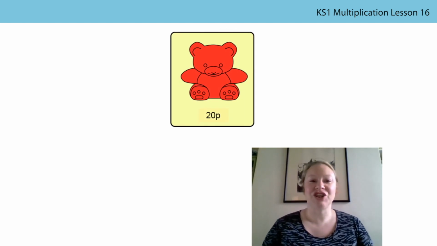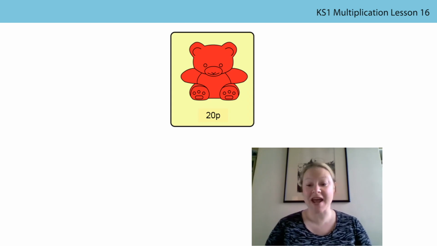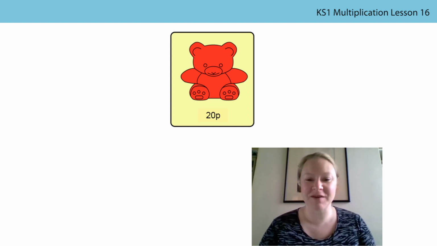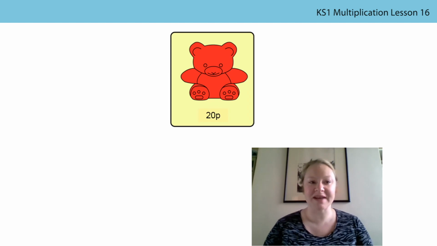In the last session, you were so brilliant at skip counting our coins up to 10-pence that today we are going to try skip counting our coins and finding out how many we need to buy this bear, which this time will cost 20-pence. Yeah, well done for reading that. 20-pence our bear's going to cost.